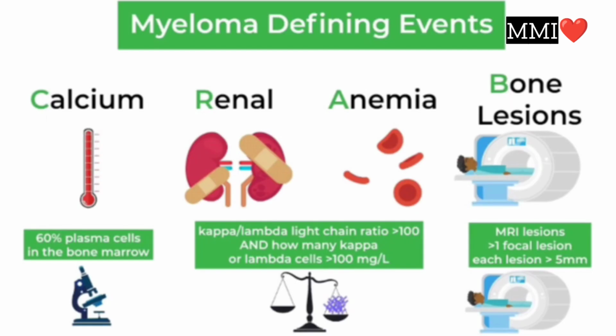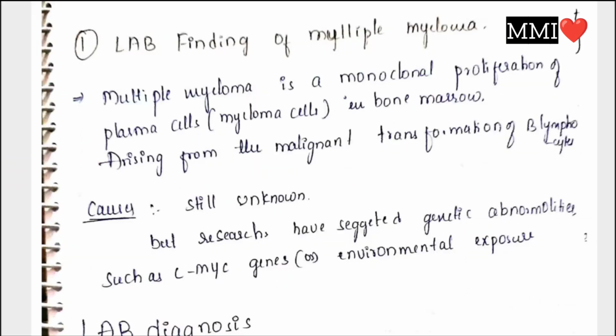Here is a mnemonic to remember what is happening: CRAB. Hypercalcemia, renal insufficiency, anemia, bony lesions. Remember CRAB for the clinical manifestations: hypercalcemia, renal insufficiency, anemia, bony lesions.